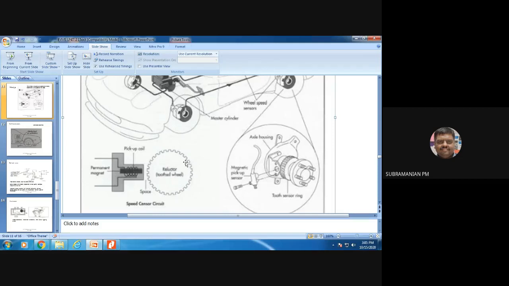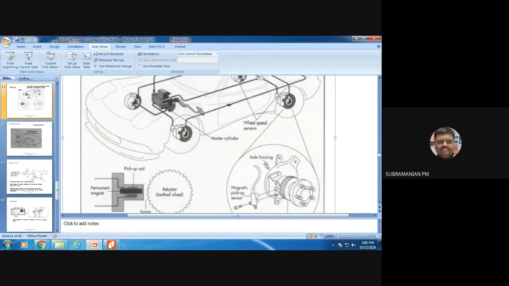So the reluctor is rotating, my toothed wheel is rotating at a speed. That speed will be correlated with the rate of change of magnetic flux. Your magnetic field is going to be cut. The magnetic flux will change alternately as the tooth passes. It will come to zero, decrease and increase, and there will be a change. We can't say the magnetic flux will be the same value. It will be changing, and that change will be correlated to the speed. The change can be measured as a voltage, and then the voltage can be correlated to sense the wheel speed. That is the working of the wheel speed sensor.